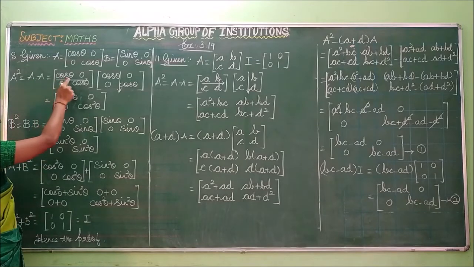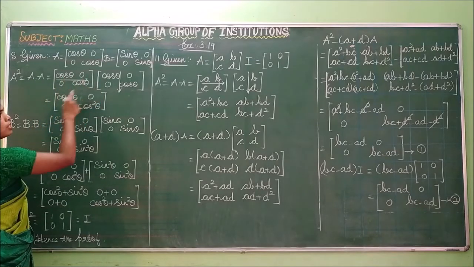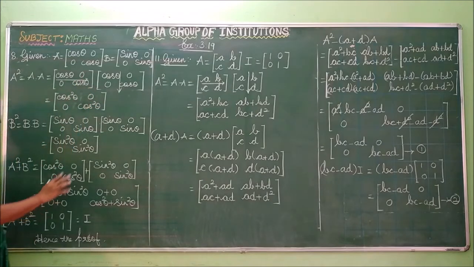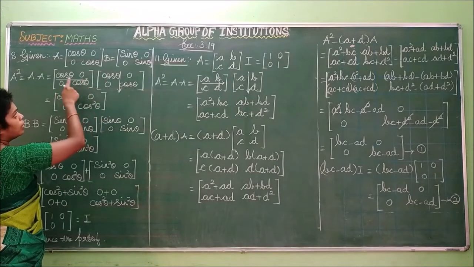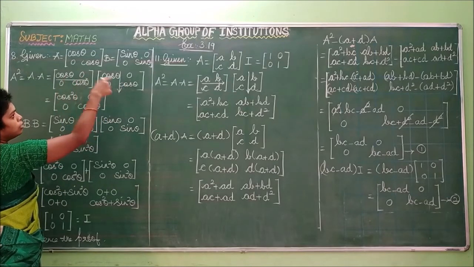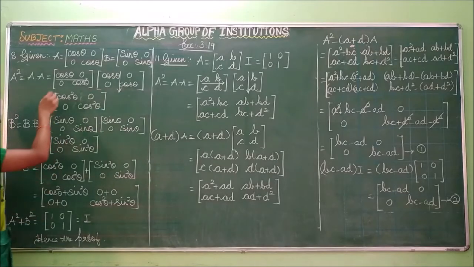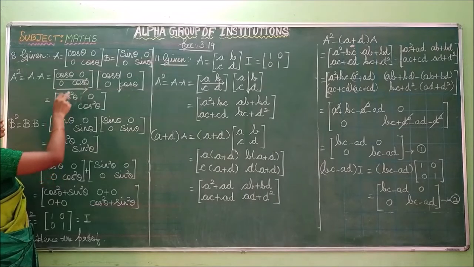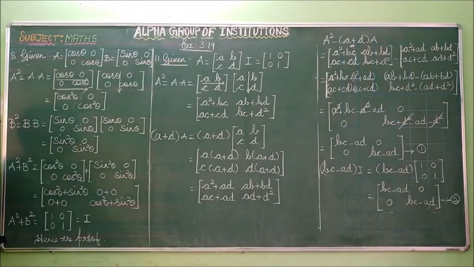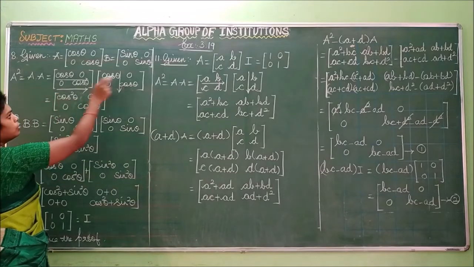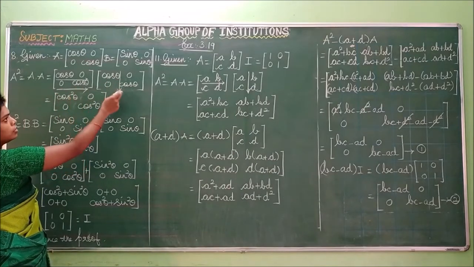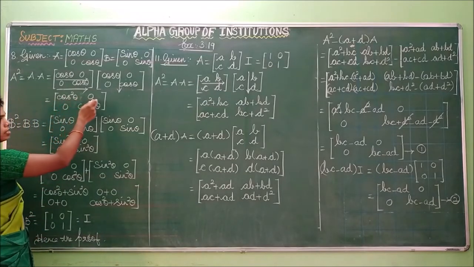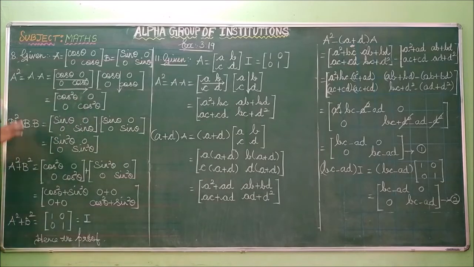Listen carefully. First row, first column: cos into cos, cos square theta plus 0 into 0, 0. So simply cos square theta only. Then first row, second column: cos into 0 plus 0 into cos, you get the value 0. Next, second row, first column: 0 into cos theta plus cos theta into 0 is also 0. So I can simply take 0. Then 0 into 0 is 0 plus cos into cos, cos square theta. So our A squared is cos square theta 0, 0 cos square theta. We have found A squared.